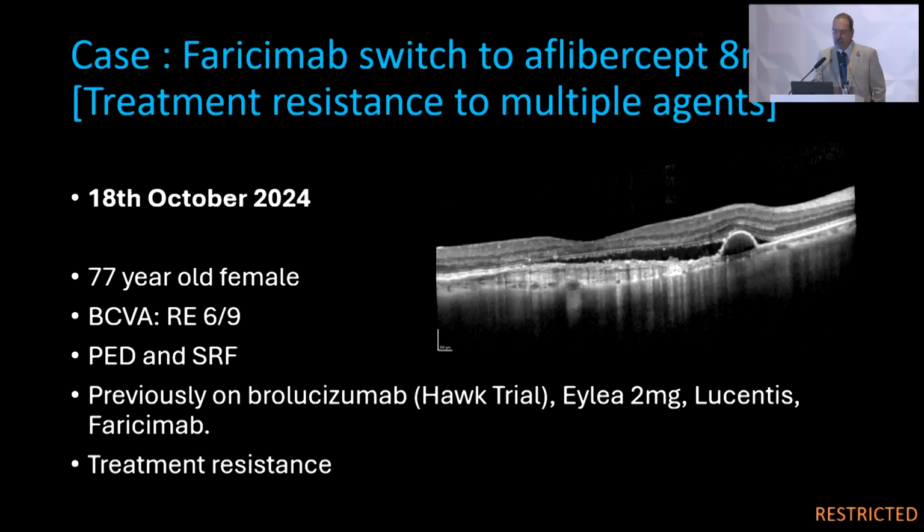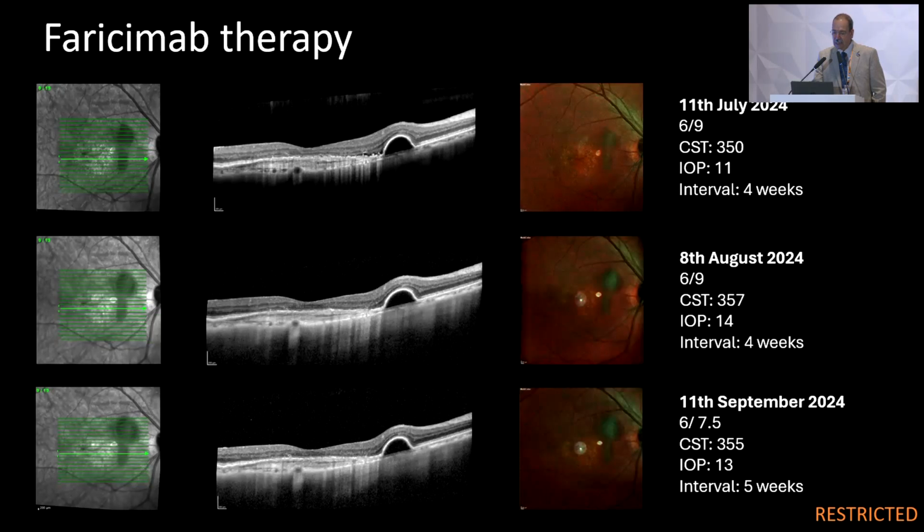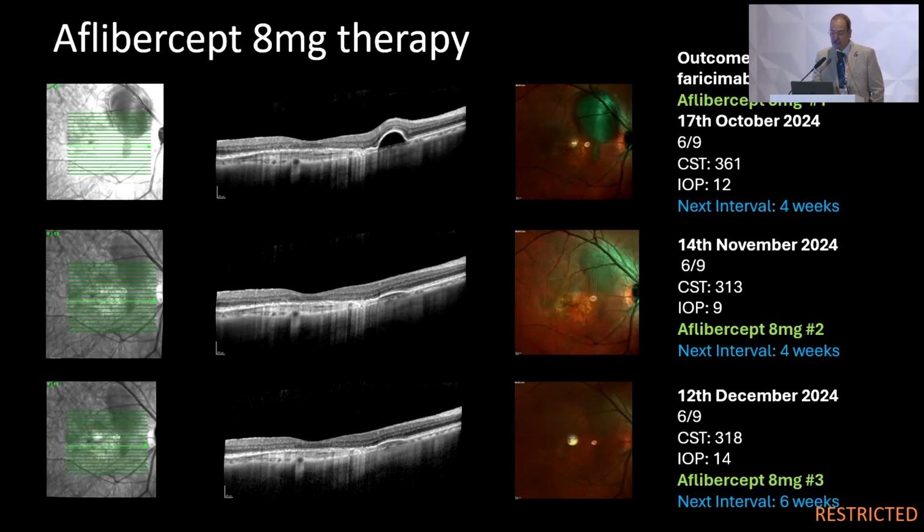Now, if we come to patients who were switched, this is a patient who was on faricimab and was not really responding even at 4-weekly injections. Then we switched her over to aflibercept 8 milligrams, and slowly within a month she settled down, and then we started the extension to 6 weeks, 8 weeks. We normally do 2 weeks at a time, so that shows you a good response.